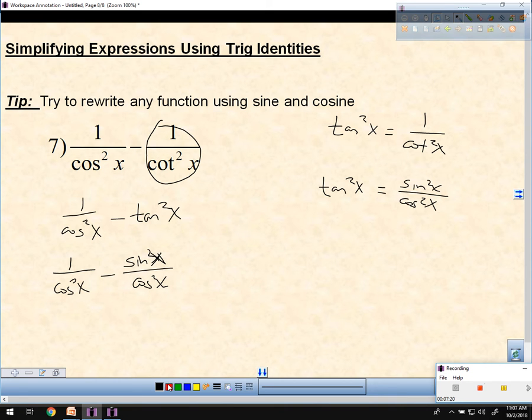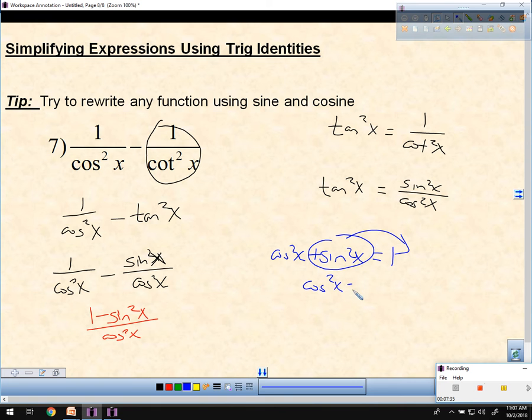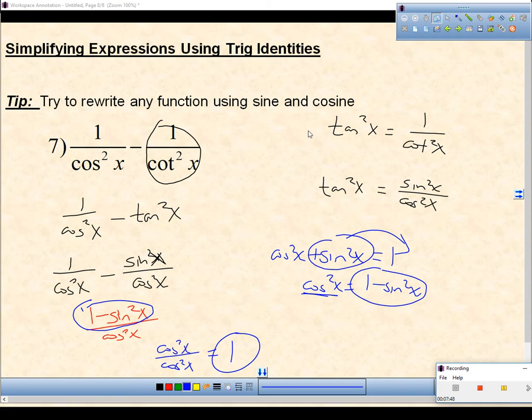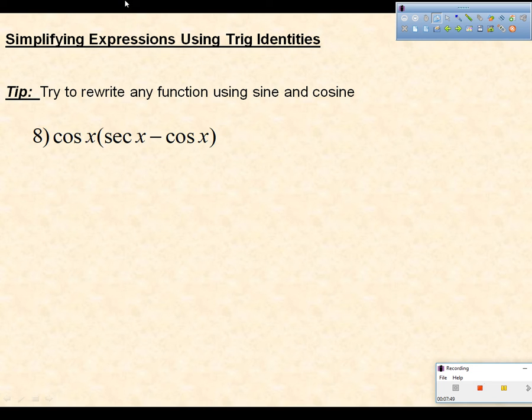I notice they have the same denominator, so I can combine them together and get 1 minus sine squared over cosine squared. Go back and pull up my Pythagorean identity. Cosine squared plus sine squared is equal to 1. If I manipulate this by moving this sine squared over, I'd get cosine squared is equal to 1 minus sine squared, and sure enough, that's what I have. So 1 minus sine squared is equal to cosine squared, and cosine squared over cosine squared is automatically equal to 1.